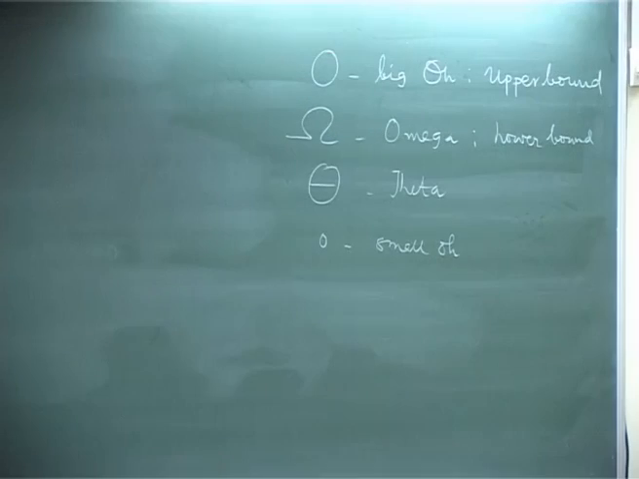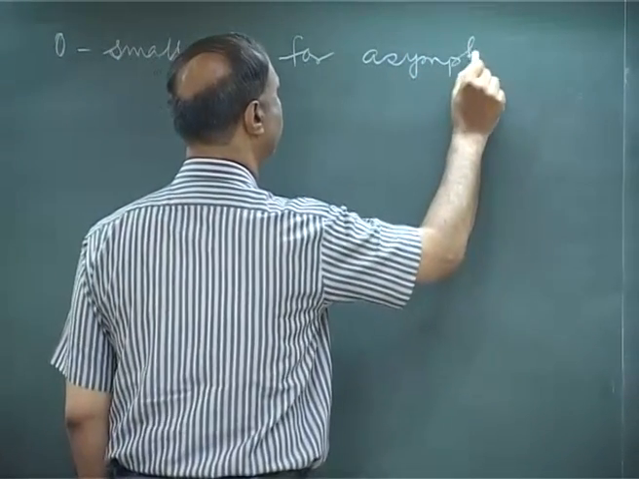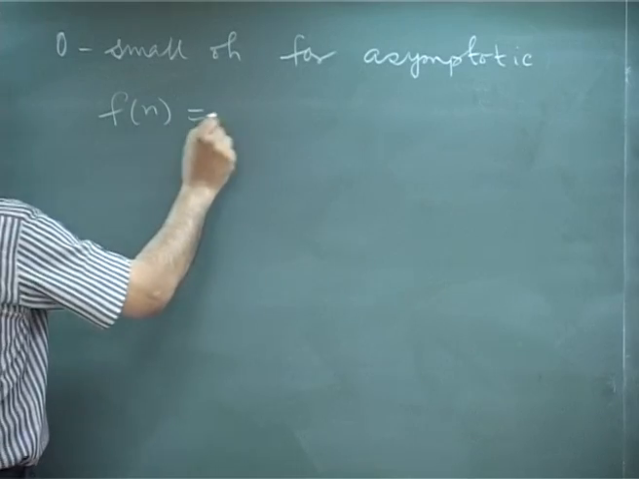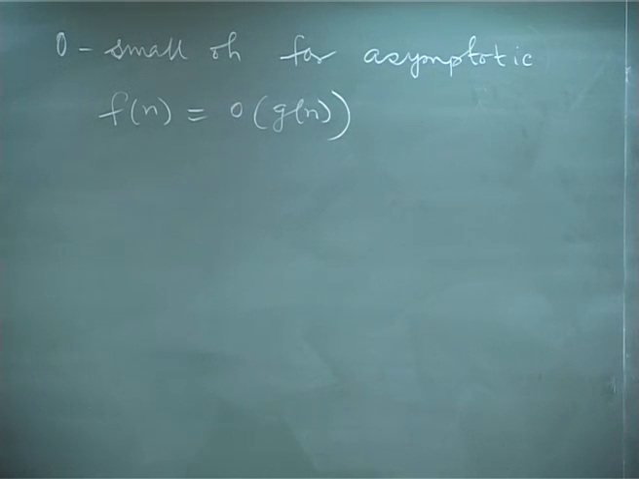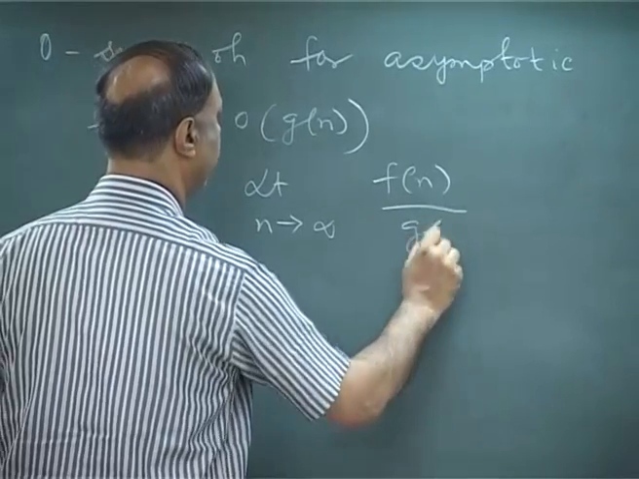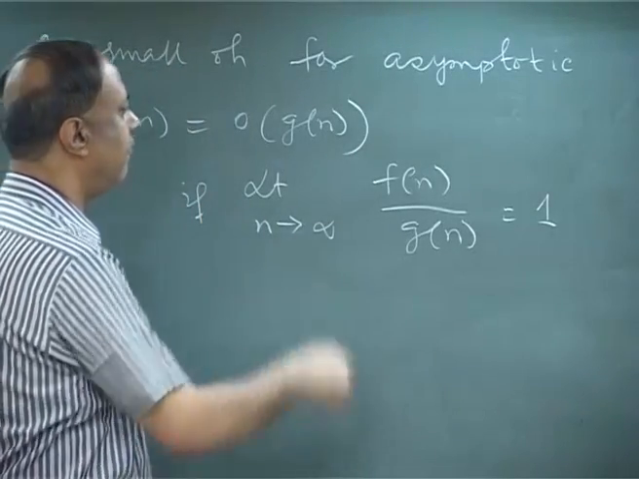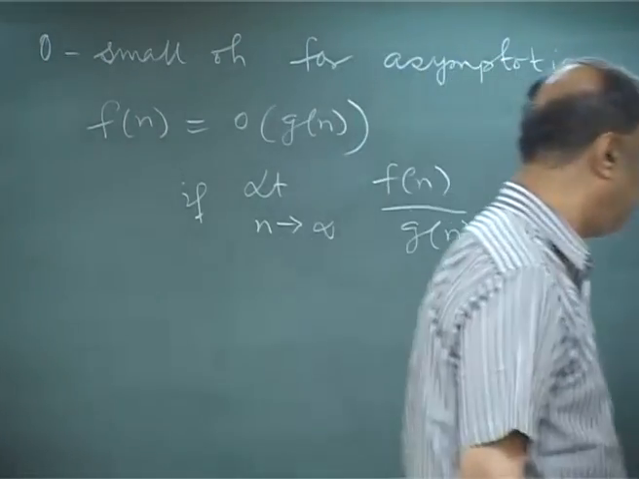Now there is another asymptotic notation we use, small o. That is, f(n) is small o of g(n). Right? So we tell f(n) is asymptotic to g(n) if the limit as n tends to infinity of f(n) by g(n) is equal to 1. So these are the terms we use for evaluating sequential algorithms.